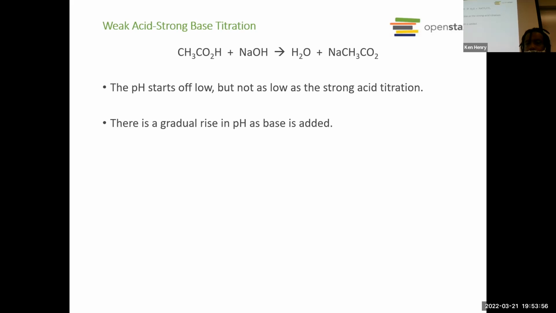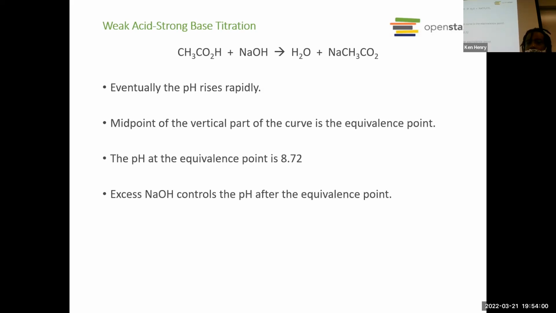initially, you're going to get the gradual rise of your pH. And then your midpoint is going to be the part of the curve that is vertical. So it's going to go nice and straight up. Your midpoint for a while is just going to shoot straight up. Okay. And I'll show you what that looks like. And so in this case, the equivalency point is going to be 8.72.